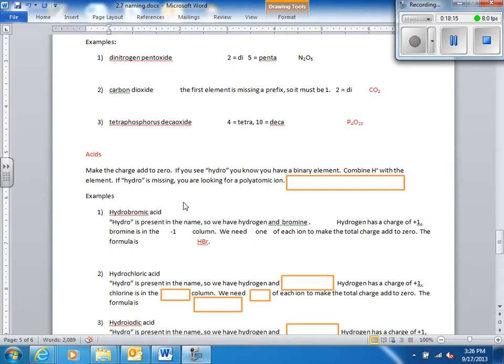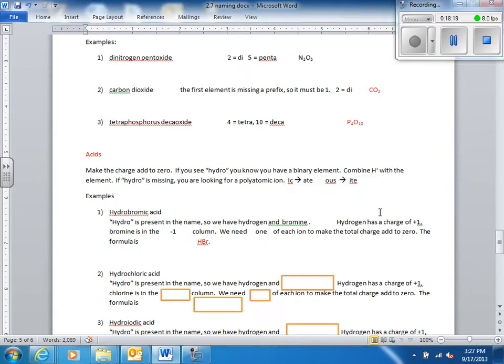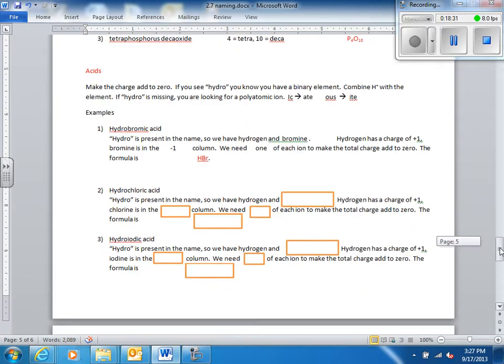Okay, I just noticed, if hydro is missing, you are looking for a polyatomic ion. Oh, this is a reminder. I'm having you write this often. Write this down in your notes. ic goes to ate, ous goes to ite, for polyatomic ions. I want you to memorize that. Can you tell I keep having you write it over and over?